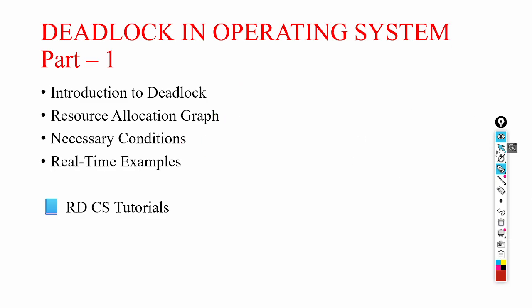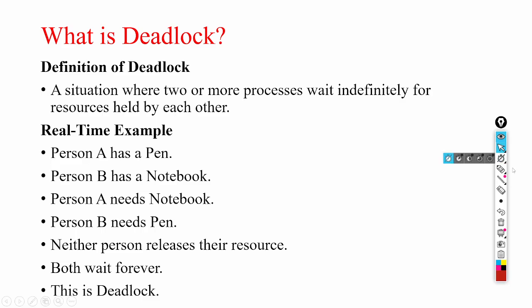Now moving to the formal definition of deadlock. Let us begin with the formal definition. Deadlock is a situation in which two or more processes are unable to proceed because each process is waiting for a resource that is currently held by another process.